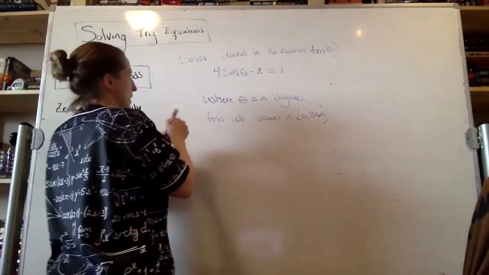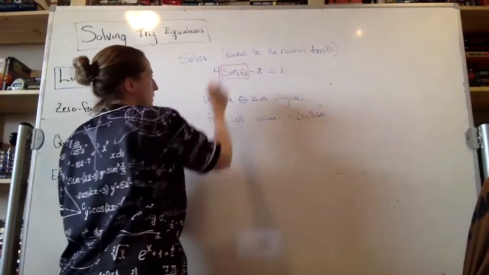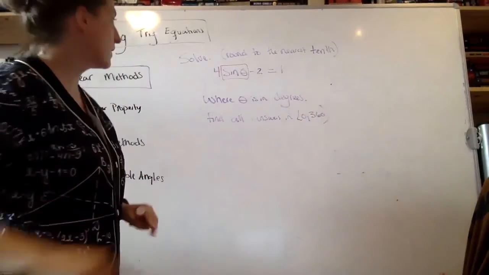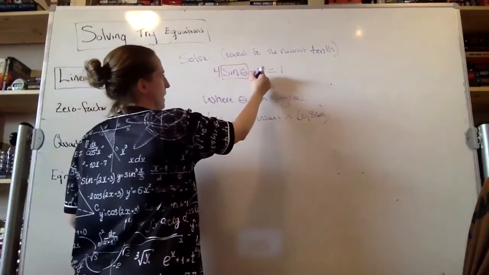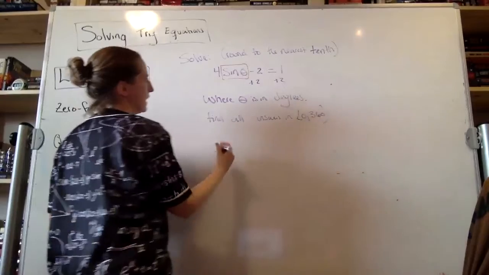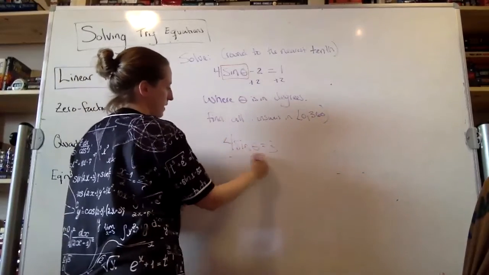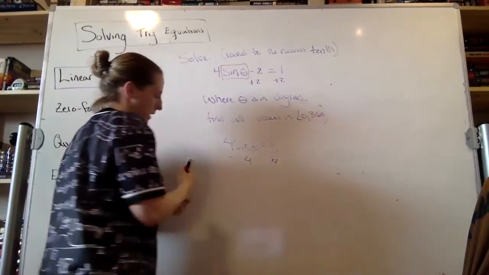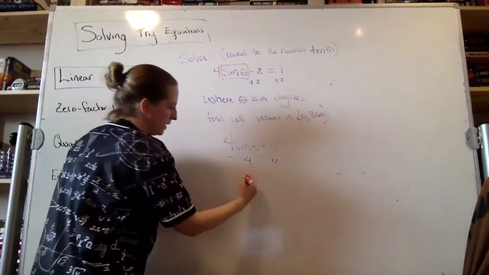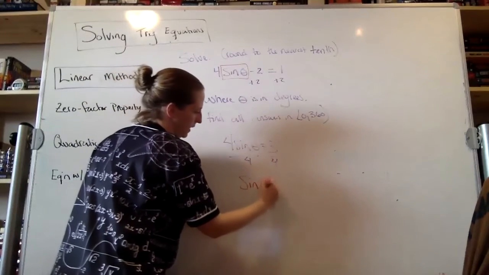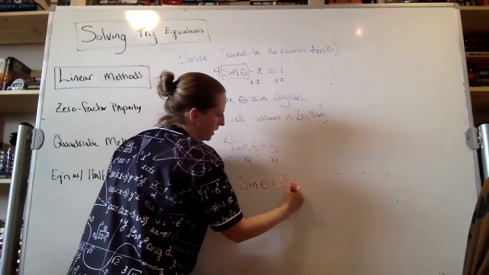I've got one term here. And I'm going to start, just like we did our other examples, by solving for that sine term. So I'm going to add 2 to both sides. So I'll have 4 sine theta equals 3. And then I'll divide by 4. So that gives me sine of theta equals 3/4.